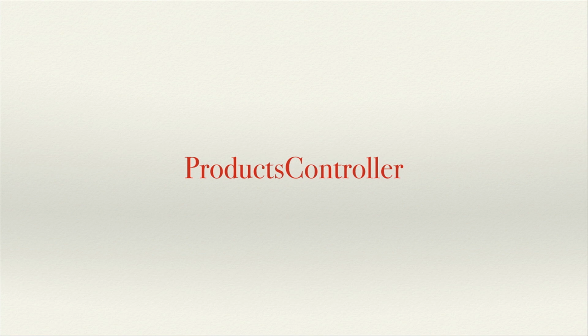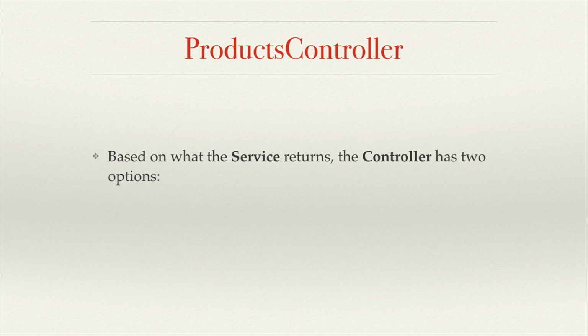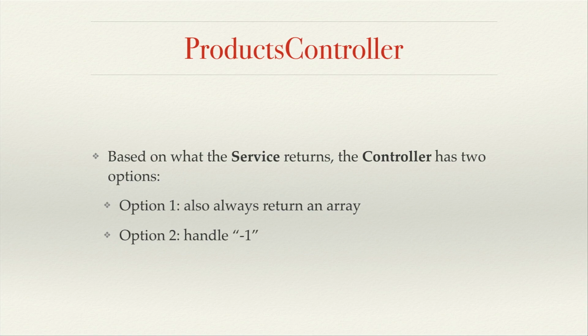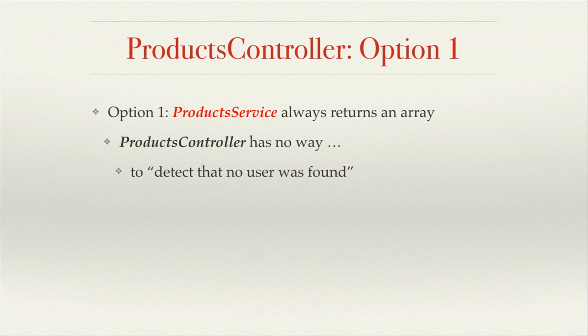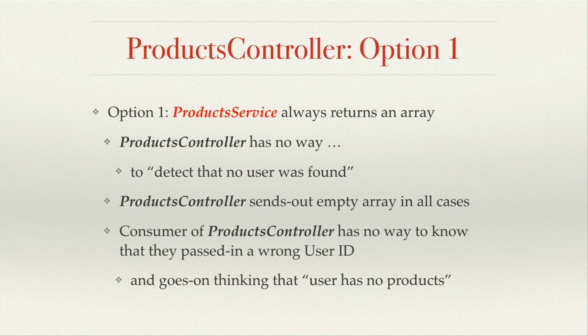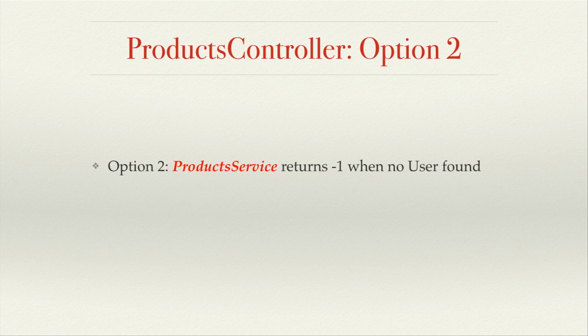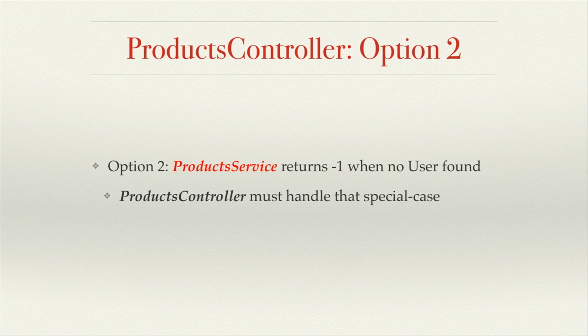Because it has an impact upstream, right? If the service returns an array or -1, then what's just upstream of it, which is the products controller, has to handle that condition. So now the controller has two options. The controller could just also decide to always return an array, just kind of double down on what the service is doing. Or option number 2, the controller could actually try to handle this -1 condition. So let's look at both options. Option number 1, which is the laziest option, where the controller always returns an array. Wait, I'm going to show the code later, sorry. And then option 2, the products controller can handle that special case. So we're going to look at the code for both cases.